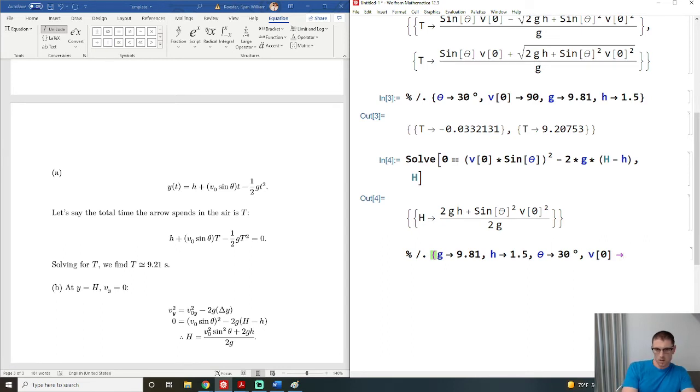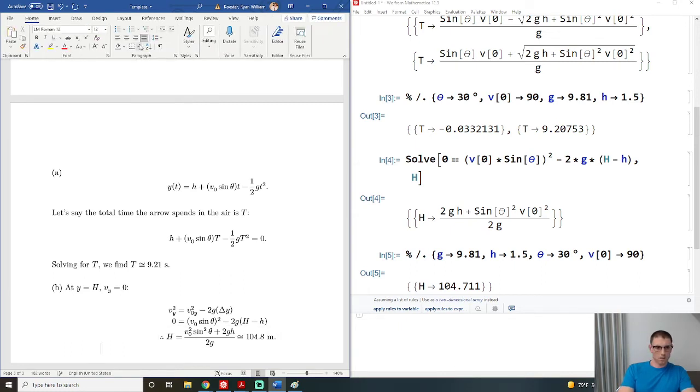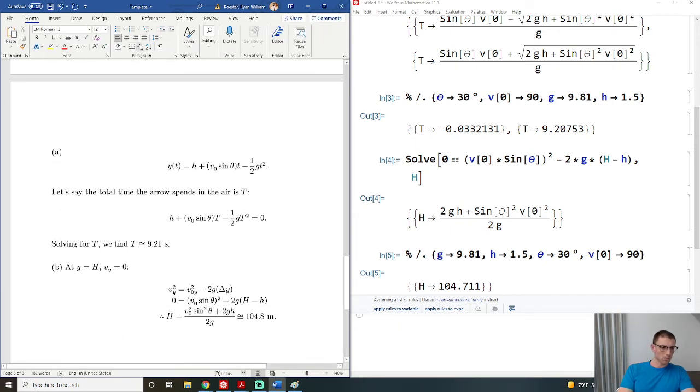Let's see here, v naught was 90. And I think that's everything. So we get about 100 meters, or 105 meters, well, 104.8, let's just say, one decimal place. But I don't know, this seems reasonable, right? For a really skilled archer, I guess. It's not crazy. If somebody else wants to confirm that that's what they got, though, maybe that would be nice.